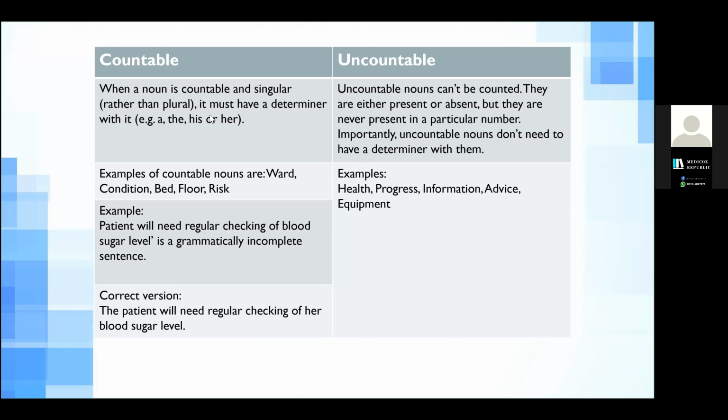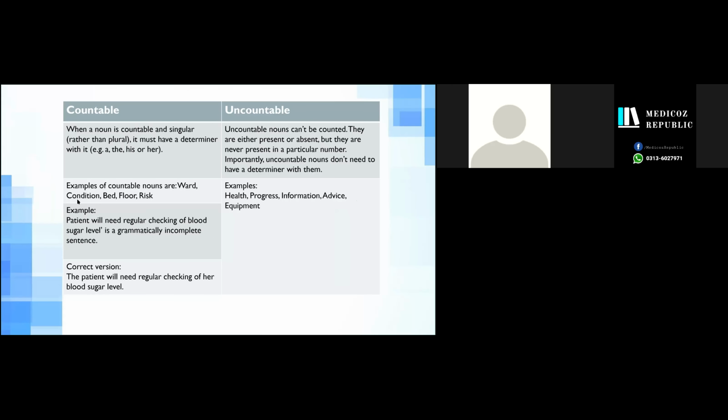For example, countable nouns are condition, bed, floor, and risk. Here is a sentence for you: "Patient will need regular checking of blood sugar level." This is a grammatically incorrect, incomplete sentence. The correct version should be: "The patient will need regular checking of her blood sugar level." Her is a determiner and we are using it with blood sugar level. We are going to discuss more about how to use things like her and the; these are different determiners and we are going to tell you how to use them.